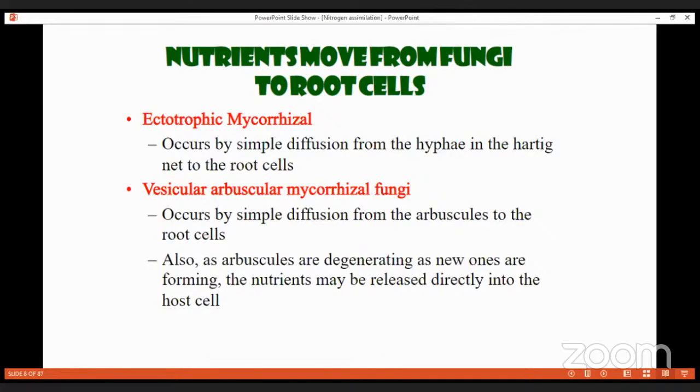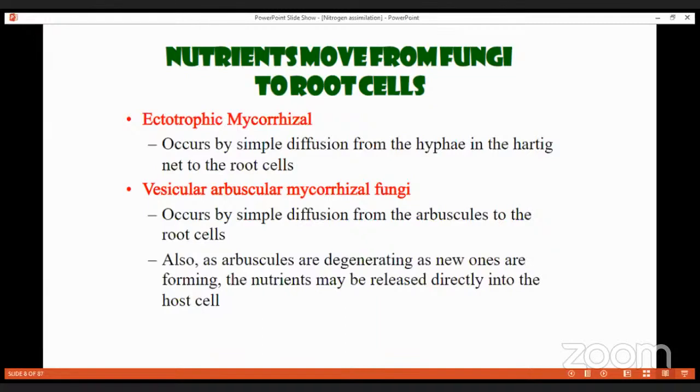So how are nutrients moving from different associations of fungi to root cells? There are two kinds of association. One is ectotrophic mycorrhizal association. The other one is vesicular arbuscular mycorrhizal fungi. These are two different kinds of mycorrhiza. One is present outside, that's why ectotrophic mycorrhiza. And the other one is present in the vesicles and arbuscules of the plants.